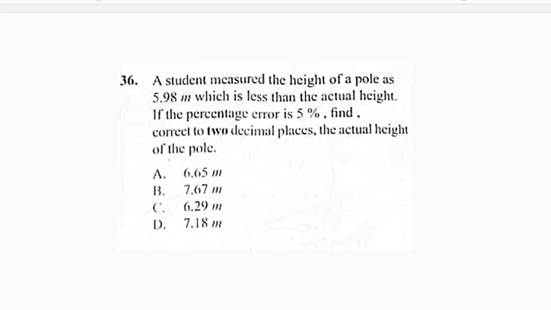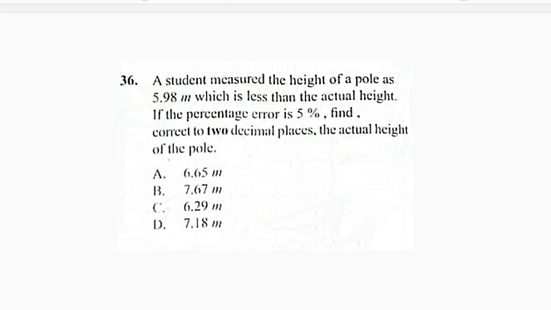In our previous lesson we stopped at question number 35. Today we are going to begin with question number 36 down to question number 40. Alright, here is question number 36. The question reads, a student measured the height of a pole as 5.98 meter, which is less than the actual height. If the percentage error is 5%, find correct to two decimal places the actual height of the pole.